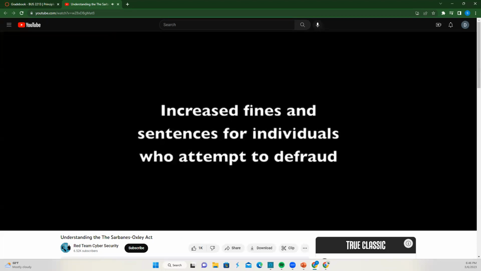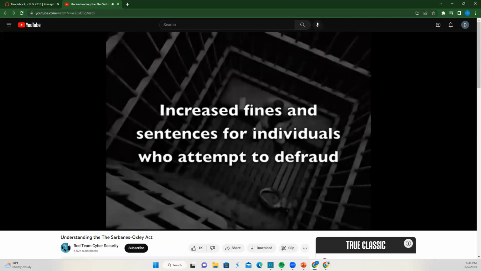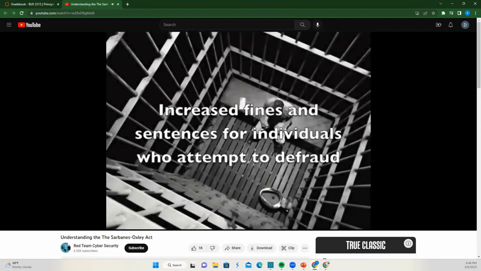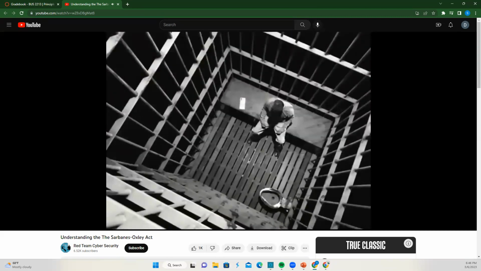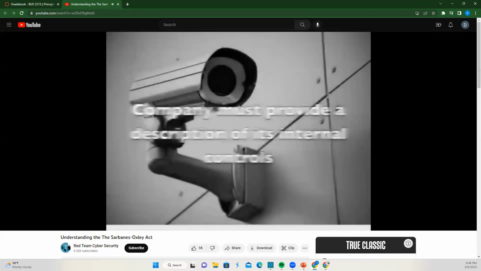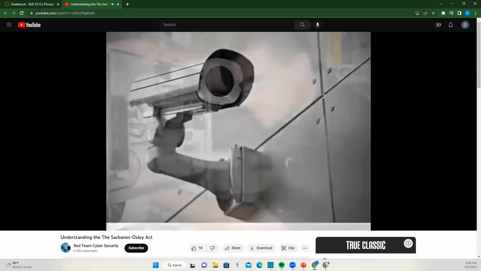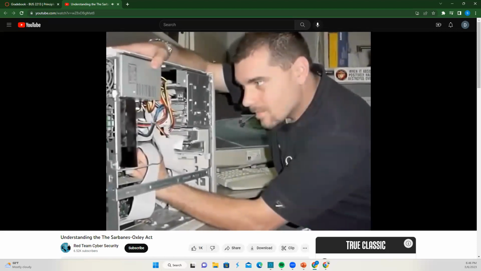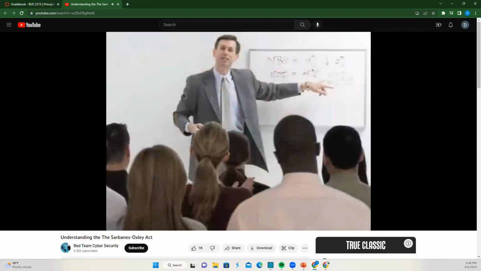Second, an increased fine and/or prison sentence was set for individuals who attempt to defraud investors or misrepresent actual figures. Third, the company must provide a description of its internal controls. This is an attempt to increase the confidence of the public in that organization, while allowing them to gain an insight into the company's procedures.